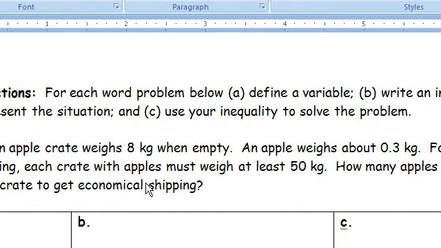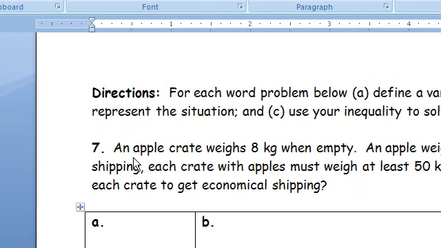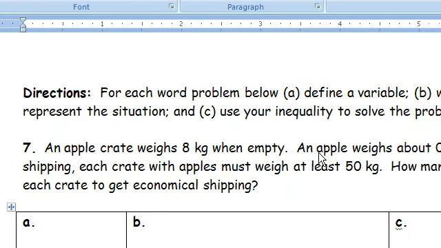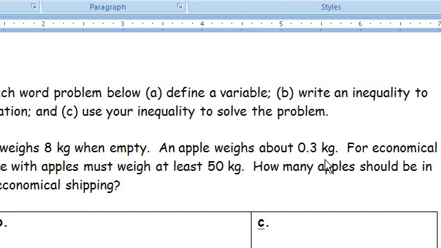So A, we're going to need to define a variable. An apple crate weighs 8 kilograms when empty. An apple weighs about 3 kilograms, 0.3 kilograms, 3/10 of a kilogram.